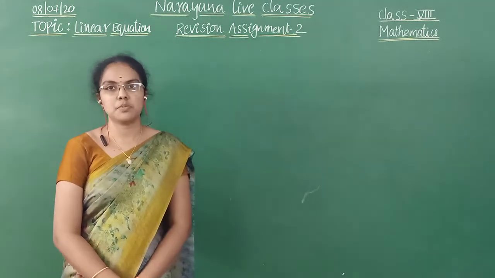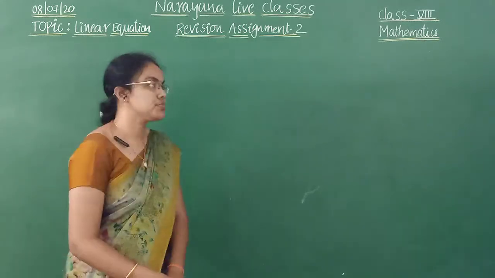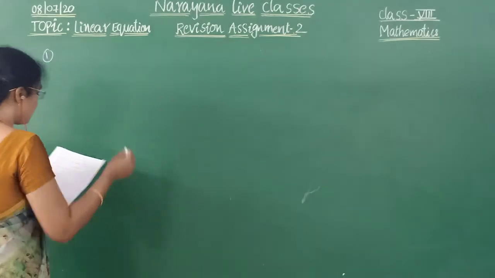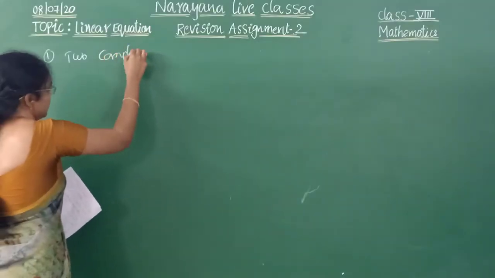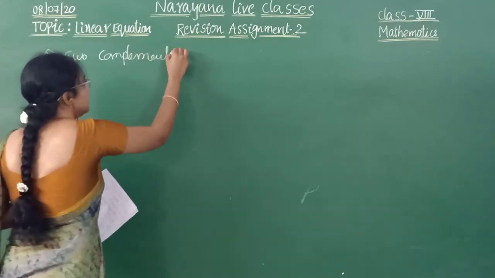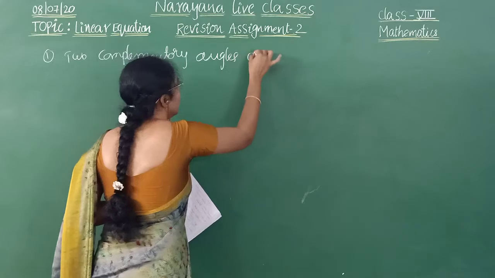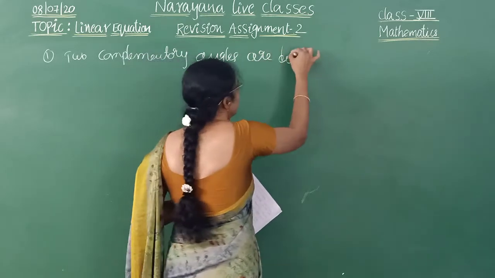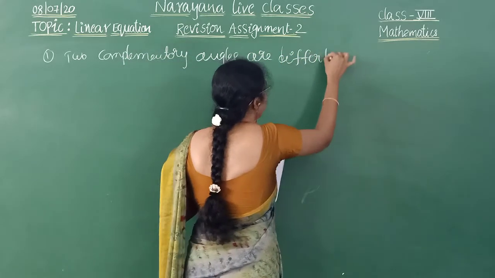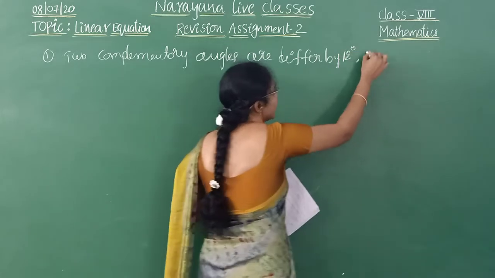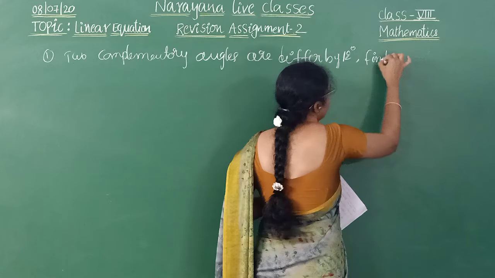Today we are going to explain the maths revision assignment 2. The first question is: two complementary angles differ by 12. Then we have to find the angles.